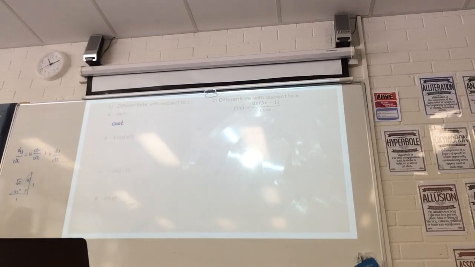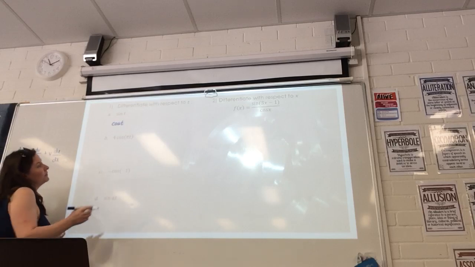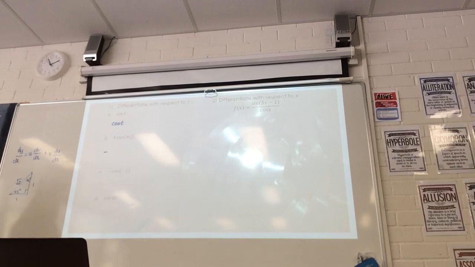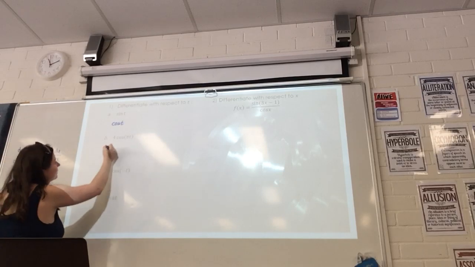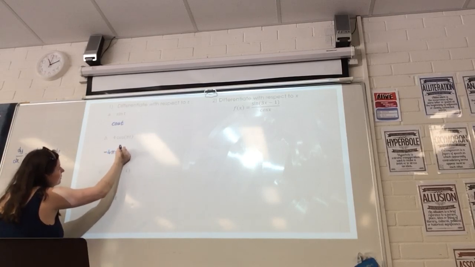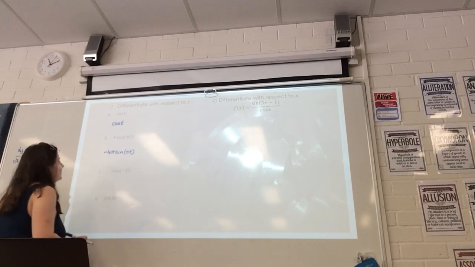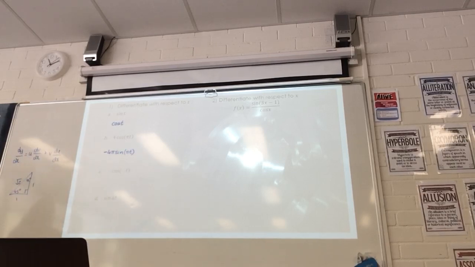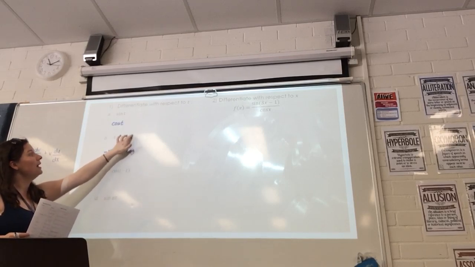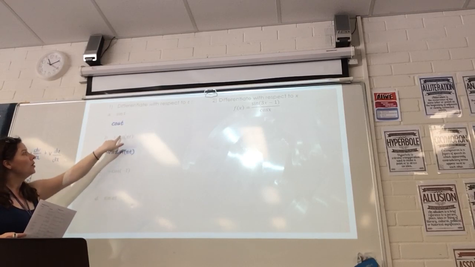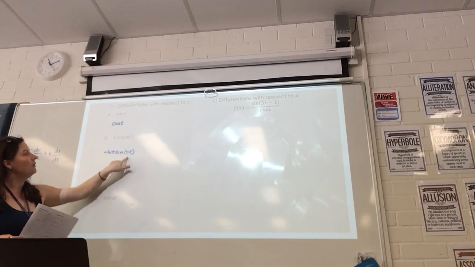Sine differentiates to cos. That's it. Just be careful. Remember that cos differentiates to negative sine. Differentiate what's inside the bracket there, which is referred to as your f of x on your formula sheet. We multiply by that, so we differentiate pi t to get pi, multiply by that, cos becomes negative sine, and we keep our f of x the same.